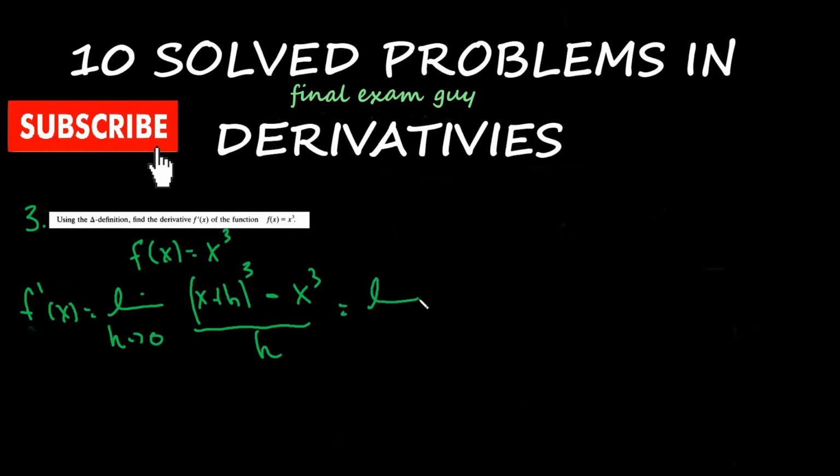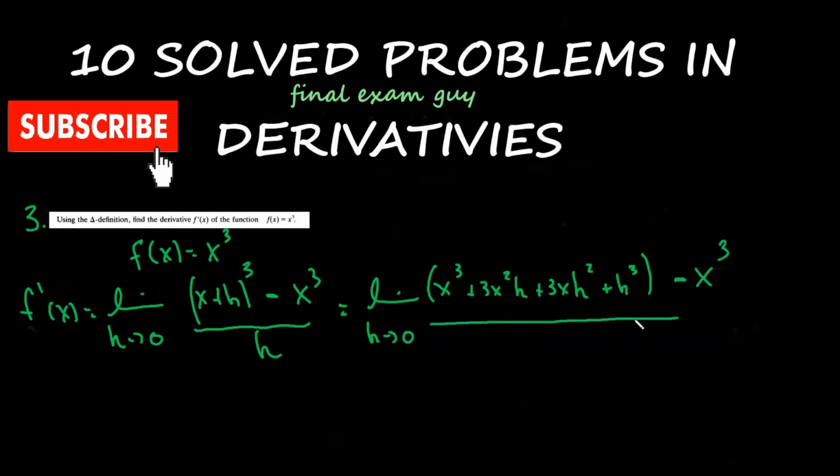So the limit is as h goes to 0. I just went ahead and multiplied it all out, and I got this. And then we subtract x cubed, all over h. Let's distribute everything, add and subtract. So x cubed minus x cubed, these will cancel out, and the rest doesn't cancel out. So we got 3x squared h plus 3x h squared plus h cubed all over h.